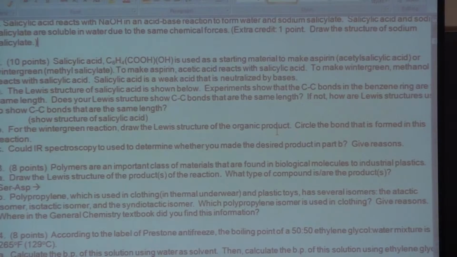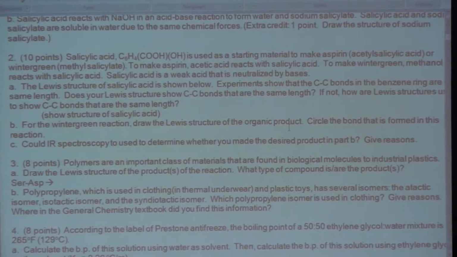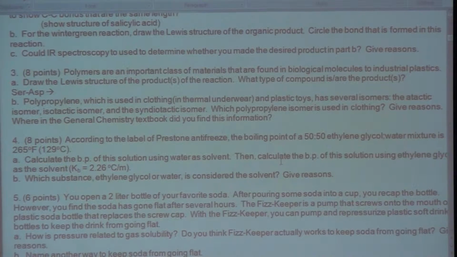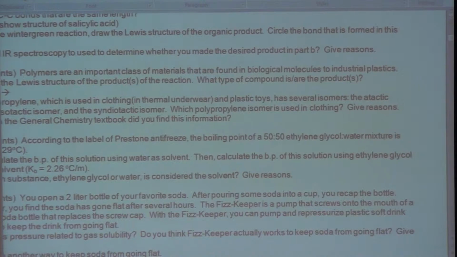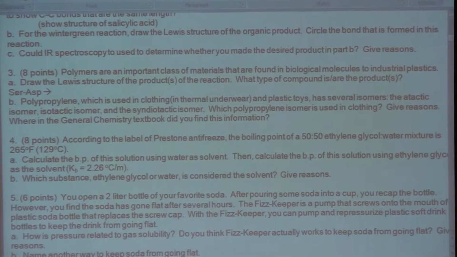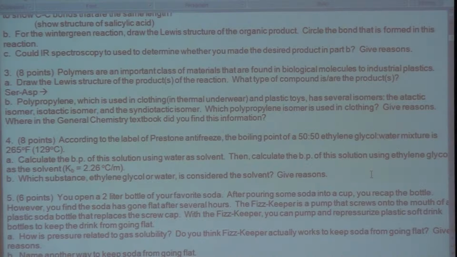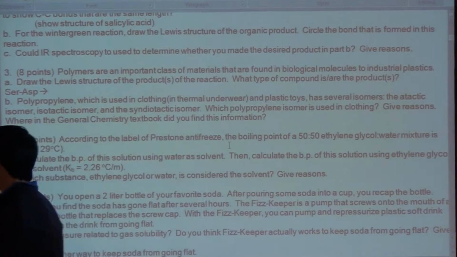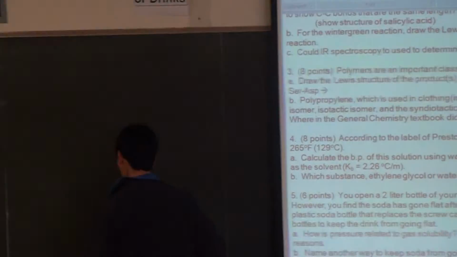We're going to do number 4. Number 4 says, according to the label of Prestone antifreeze, the boiling point of a 50-50 ethylene glycol mixture is 265 degrees. Calculate the boiling point of this solution using water as solvent, then calculate the BP using ethylene glycol as solvent. So how do you start this problem? What formula are you going to use?